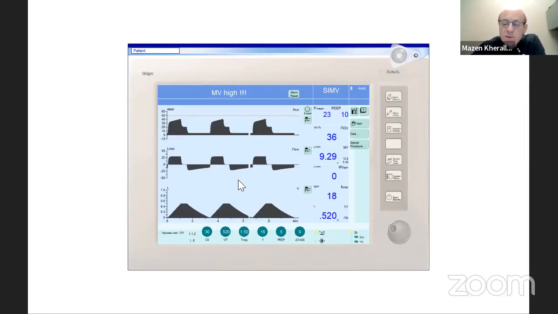So the characteristics of dynamic hyperinflation: number one, the initial airway pressure is high. Number two is limited expiratory flow. Number three, there's air trapped, represented by persistent flow at end of expiration, and a difference in the volume between inspiration and expiration, which is the air trapped. So this way you can make a diagnosis that we're dealing with an auto-PEEP.